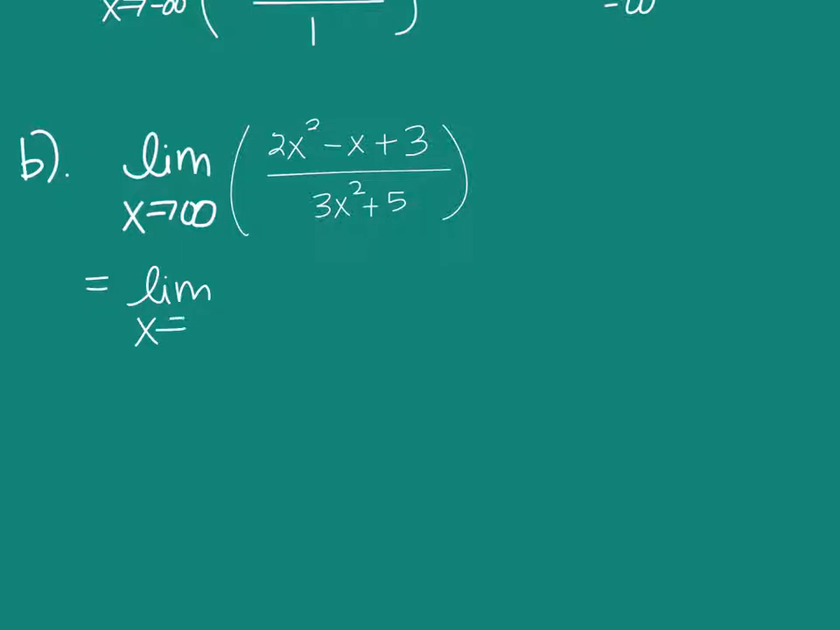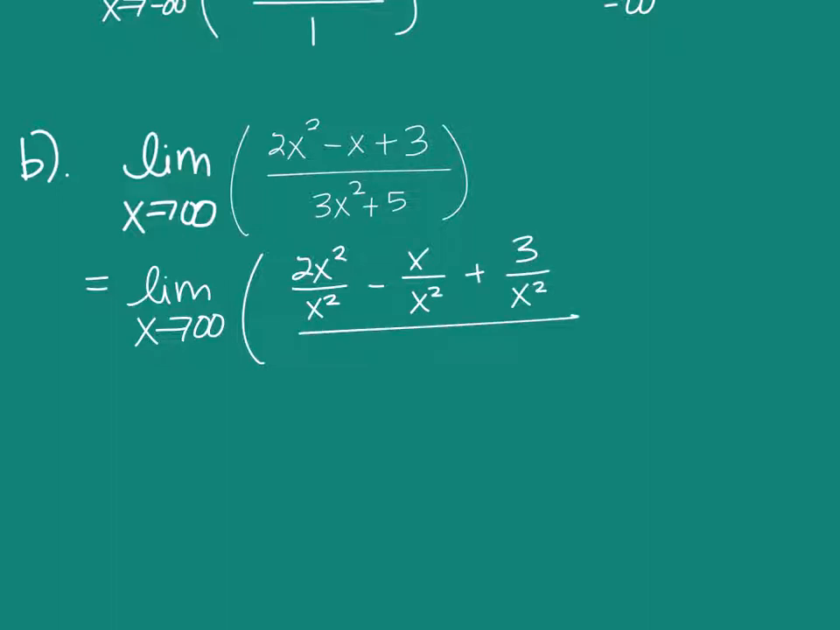All right, so x approaching positive infinity. And I'm going to divide through, this time, by what term of x? x squared is the highest power. What if you've got different powers in the top and the bottom? Just pick the highest one. Whatever the highest one is, that's what you divide by. All right, so 2x squared divided by x squared minus x over x squared plus 3 over x squared, all over 3 over x squared plus 5 over x squared.